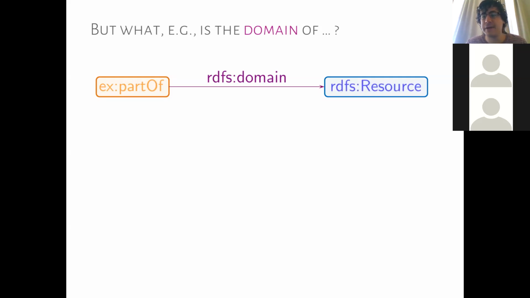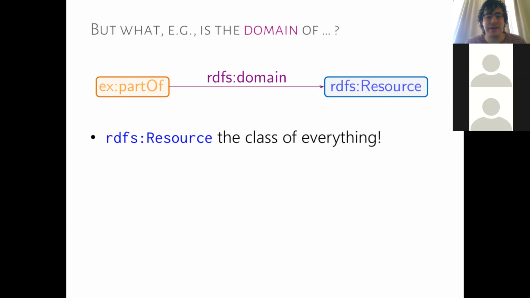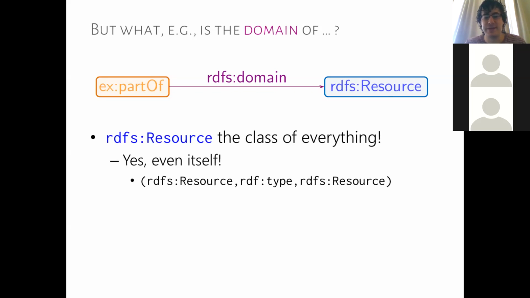So RDFS defines this general class called resource, and resource is essentially the class of everything. It's the class that contains absolutely everything, including itself. So resource is also a type of resource. In RDF, the Resource Description Framework, anything we're describing, anything we use in an RDF graph, essentially is a resource.